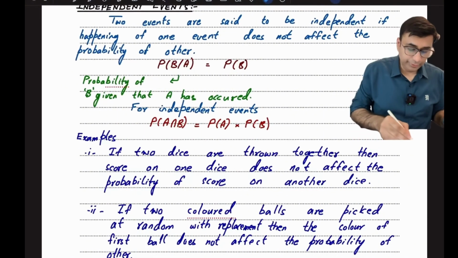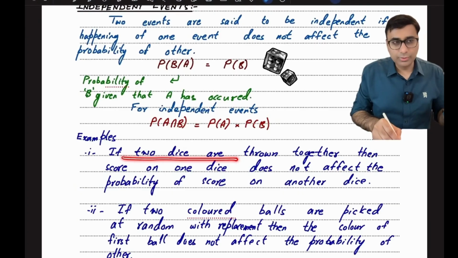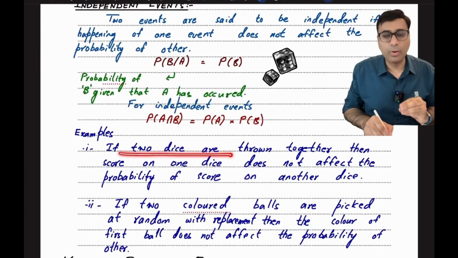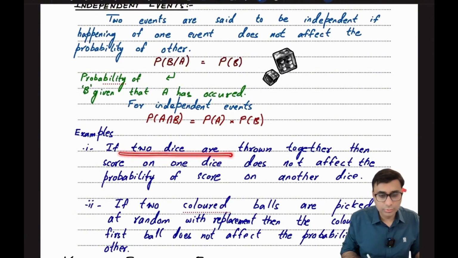For example, if you're throwing two dice and you are checking the score on both dice, the result of the first dice does not affect the probability of an event on the second dice. So obviously the scores on two dice are two independent events.